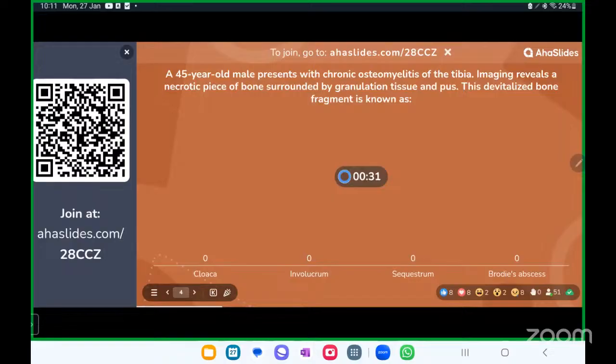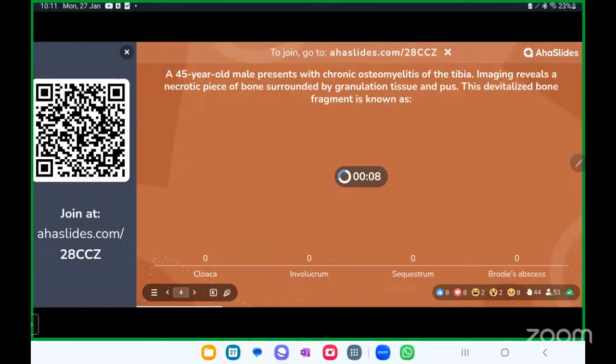A 45-year-old male presents with chronic osteomyelitis of the tibia. Imaging reveals a necrotic piece of bone surrounded by granulation tissue and pus. So the devitalized bone fragment is known as. I guess this is a very important question even during UG. I remember a 3 marks question and a 5 marks question were specifically asked from osteomyelitis on this topic only.